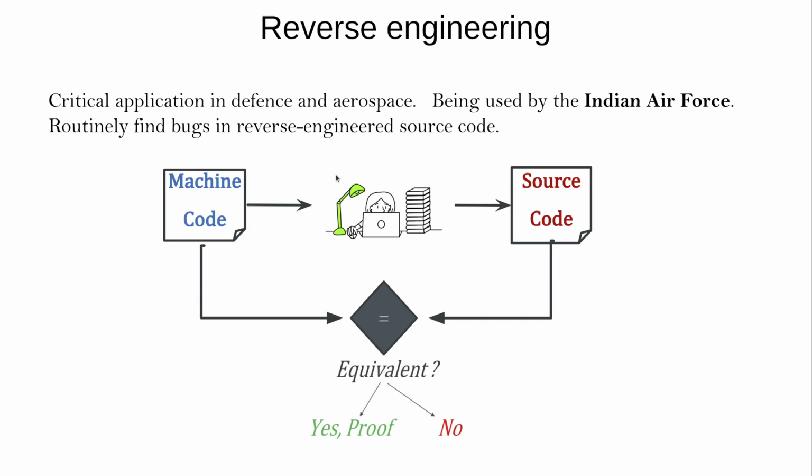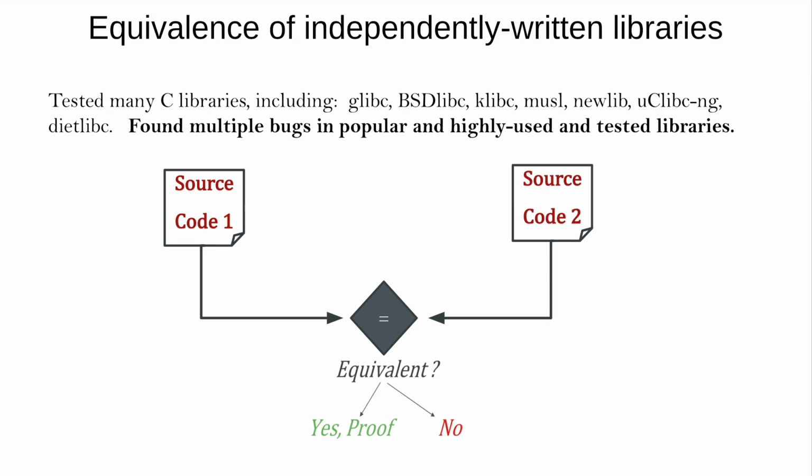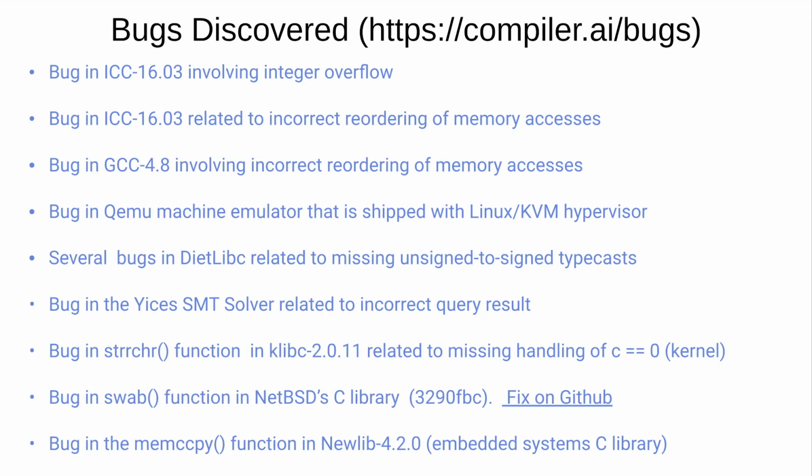It has many applications. For example, in reverse engineering, where a programmer is reverse engineering the machine code into source code, the equivalence checker can be used to check the equivalence of the two programs. It can be used for checking the correctness of a compilation if the compiler is not trusted. This is especially useful in safety critical settings. And it can be used to check the implementations that have been independently written for the same function by multiple programmers. For example, we have tested multiple functions in multiple C libraries using our equivalence checker.